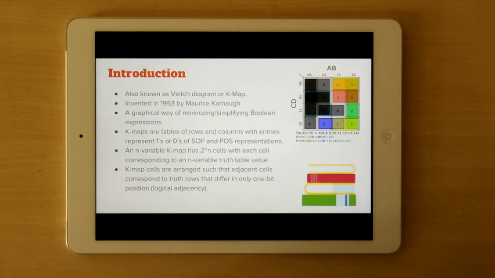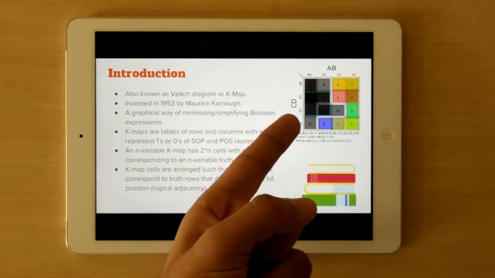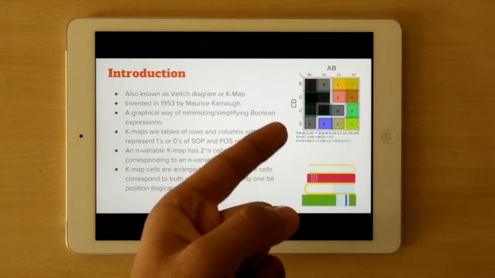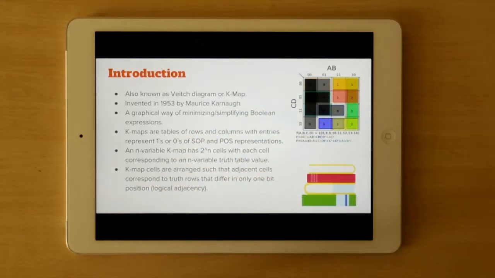An n variable K-map has 2 to the power n cells with each cell corresponding to an n variable truth table value. K-map cells are arranged such that adjacent cells correspond to truth rows that differ in only one bit position. Logical adjacency, that's what this property is called. As you can see here, that's a typical K-map. It's a 4 variable K-map.